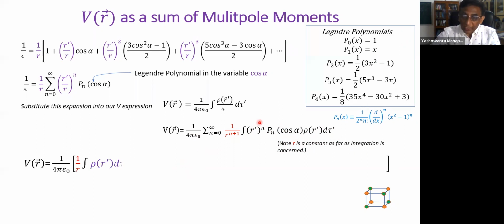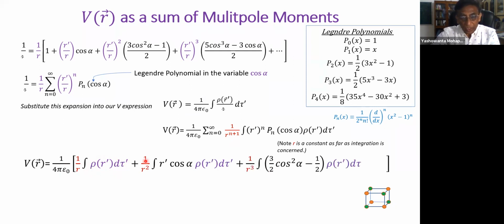I'll expand it again and write it down. So 1 by 4 pi epsilon naught. The first term has 1 by r, and this is nothing but the charge distribution. Then 1 by r square, in terms of r prime cos alpha, and this is again the charge dq, rho r prime d tau prime. Then 1 by r cube, again cos alpha is the one from source to the field point, 3 by 2 cos square alpha minus half, rho, and so forth. So at least I have three terms now, first term, second term, and third term. The rest of the two videos will worry about these three terms.